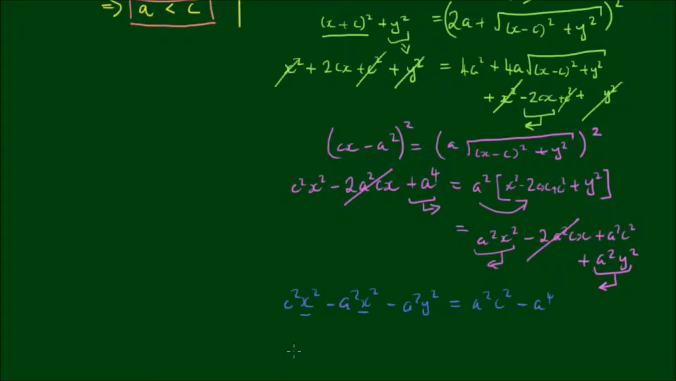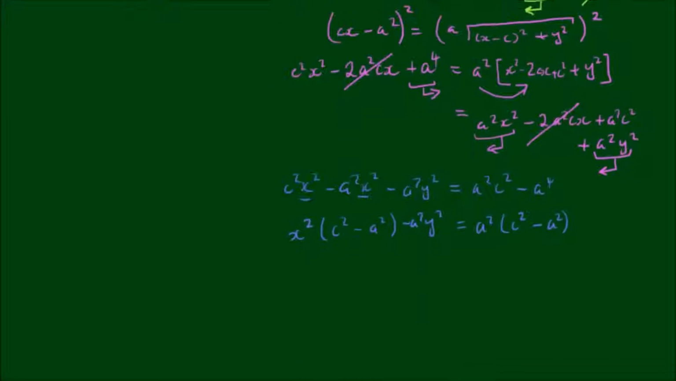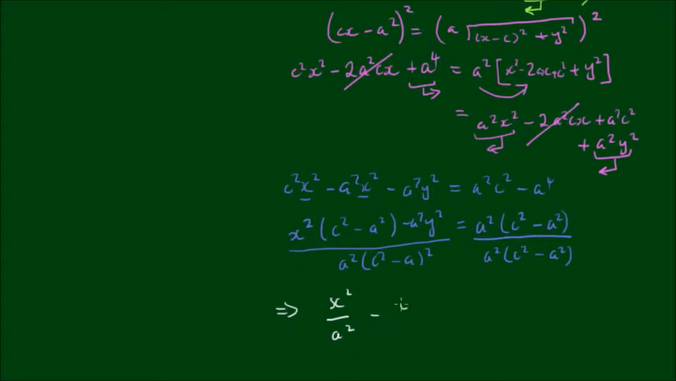X squared is common, so x squared I can write outside of c squared minus a squared. The minus a squared y squared remains as it is. And a squared is common here, so I can write a squared outside of c squared minus a squared. And now let's divide both sides by a squared times c squared minus a squared. And this reduces us down to x squared on a squared minus y squared on c squared minus a squared, there should be a squared here, is equal to 1.